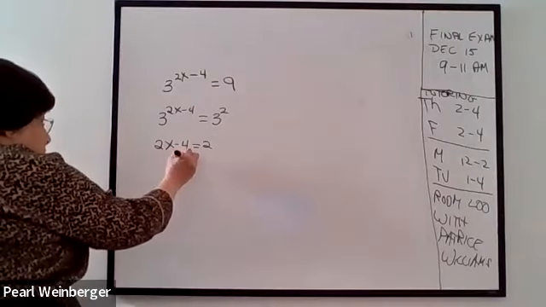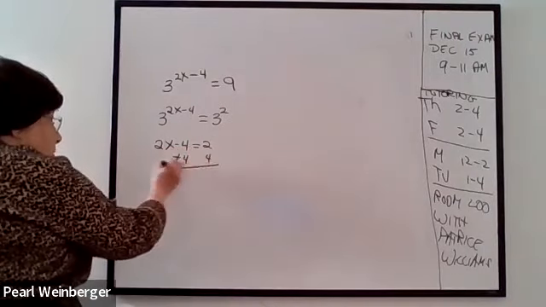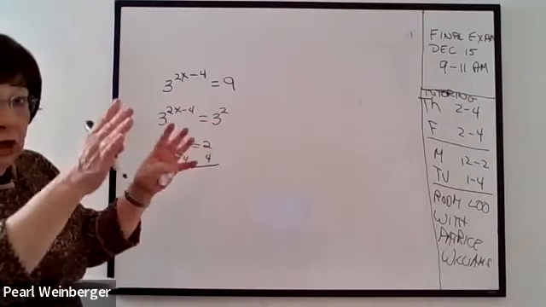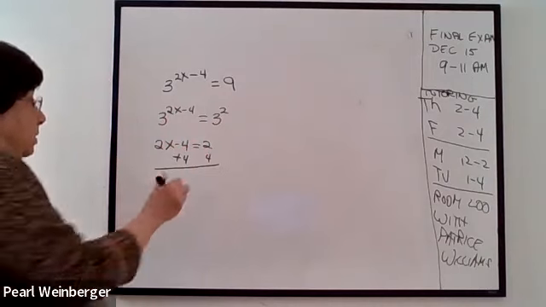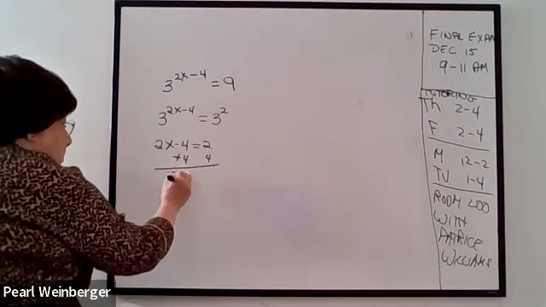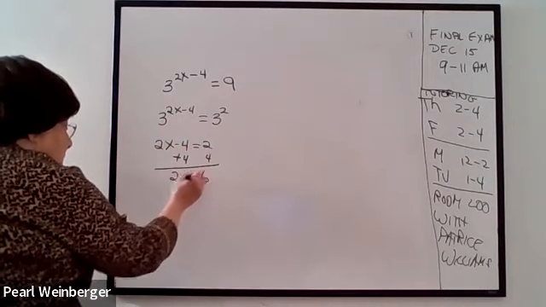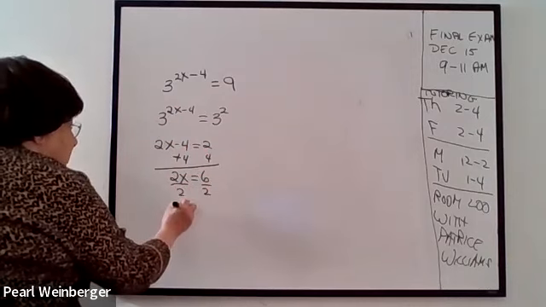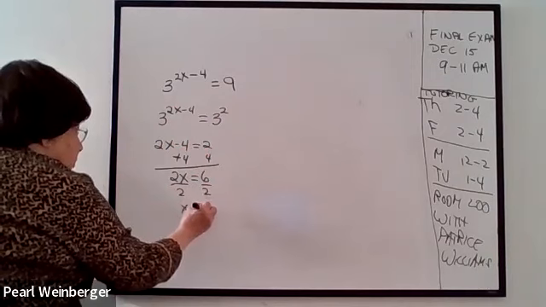This is a regular equation. In other words, you forget about the bases because they're both the same. You just work with the exponents. So this gives you 2x equals 6. And if you divide by 2, that'll give you that x equals 3.